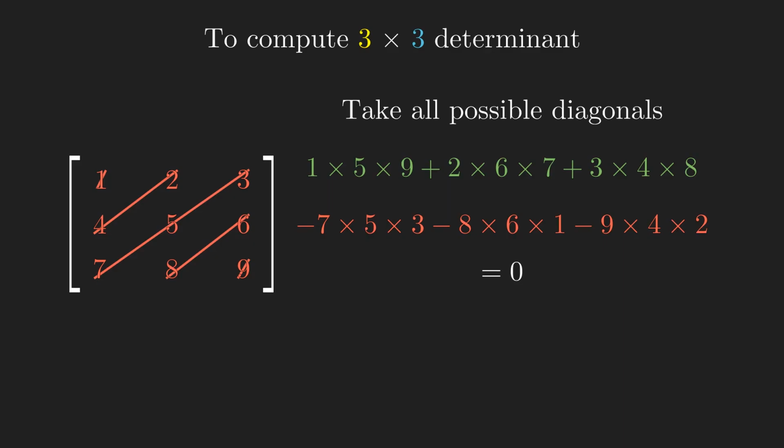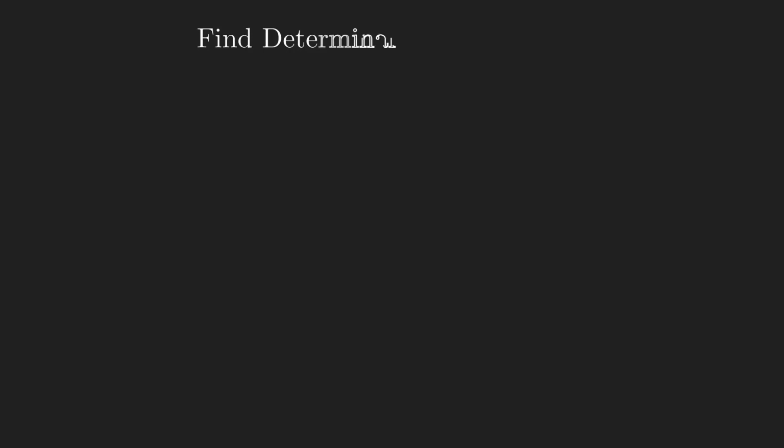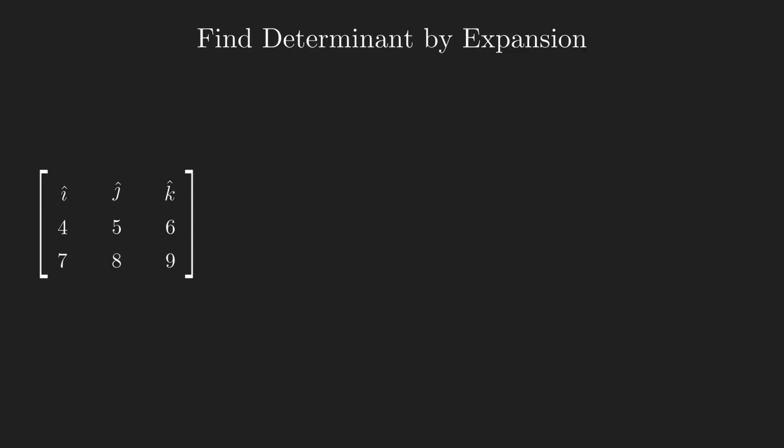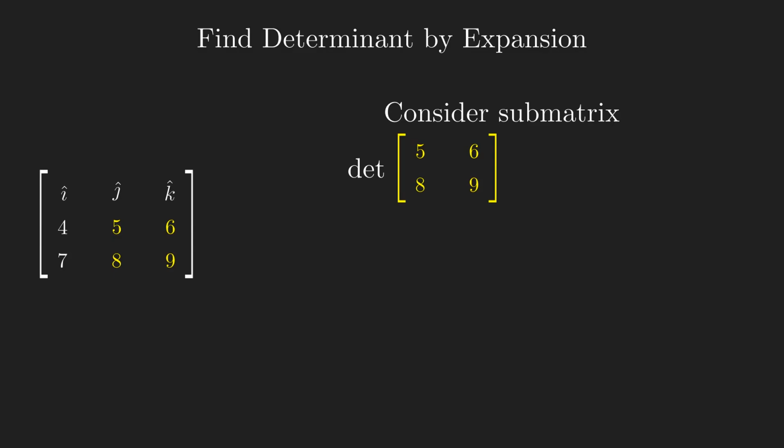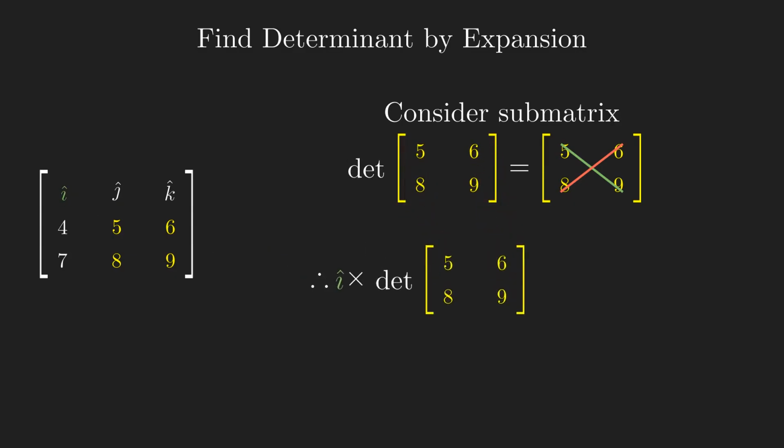The cross method for 3 by 3 matrix is quite complicated. So let's try another method, the expansion method. Firstly, we need to obtain a submatrix of the top left component I. So we get this new 2 by 2 matrix here. Then multiply the component I with the determinant of its submatrix. The product resembles some part of our crossing method.